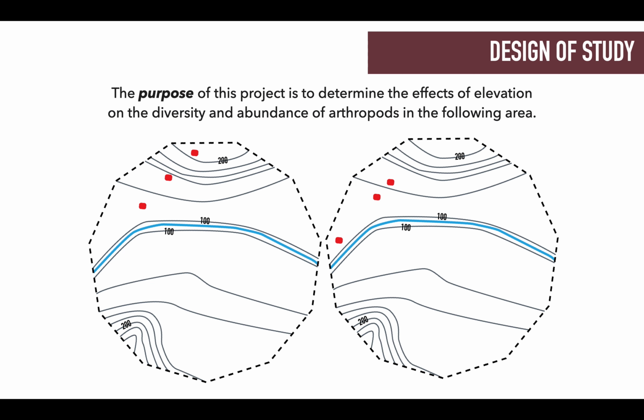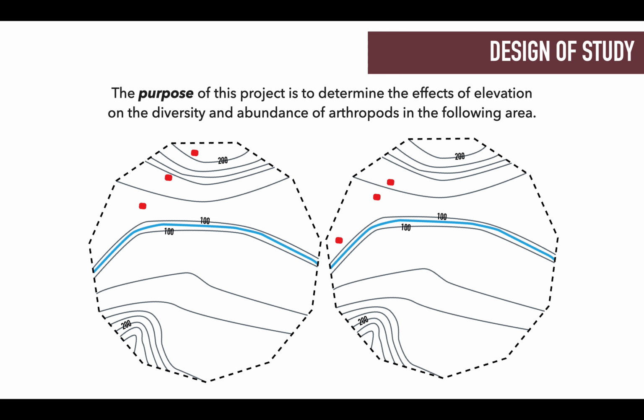So if I switch here, the first thing we need to know is the main reason that we're doing this study. You're going to have to come up with a purpose. Now these have purposes associated with them based upon the study. So the purpose of this project is to determine the effects of elevation on diversity and abundance of arthropods. So we're studying arthropods, that's our biological component, and we're looking at elevation, our physical variable.